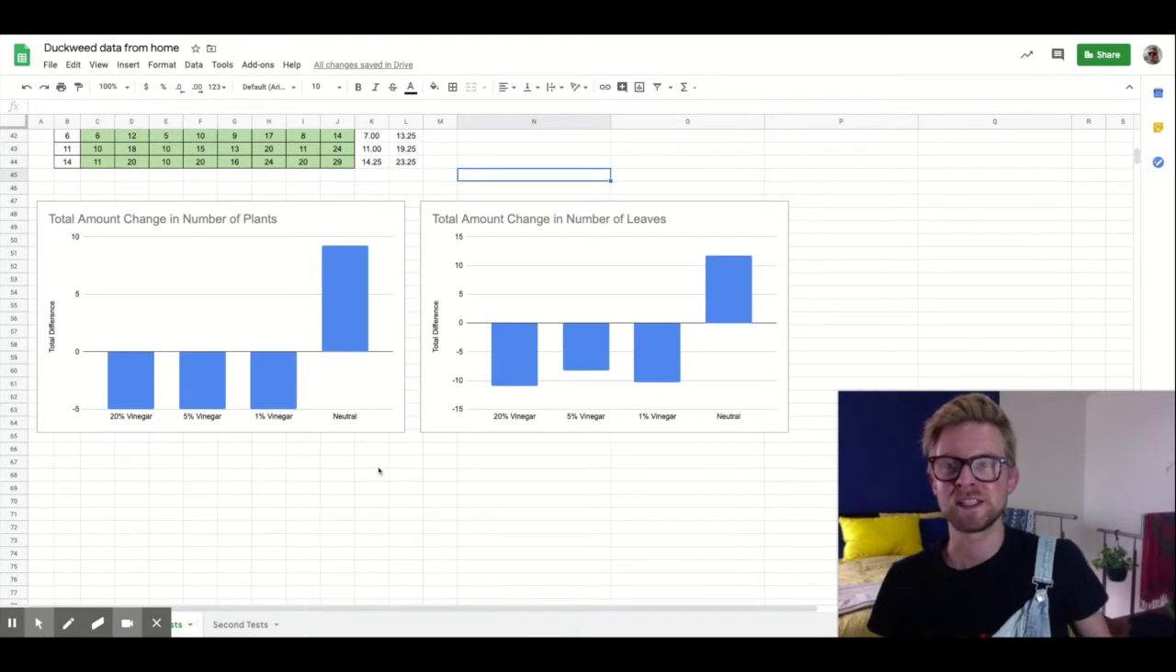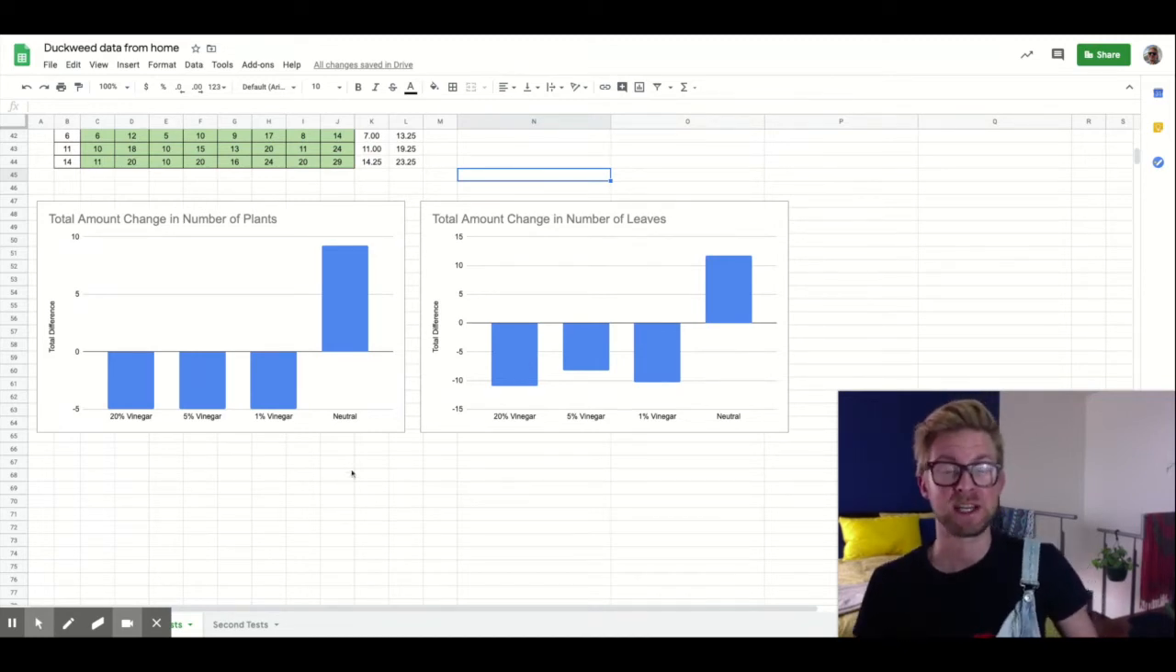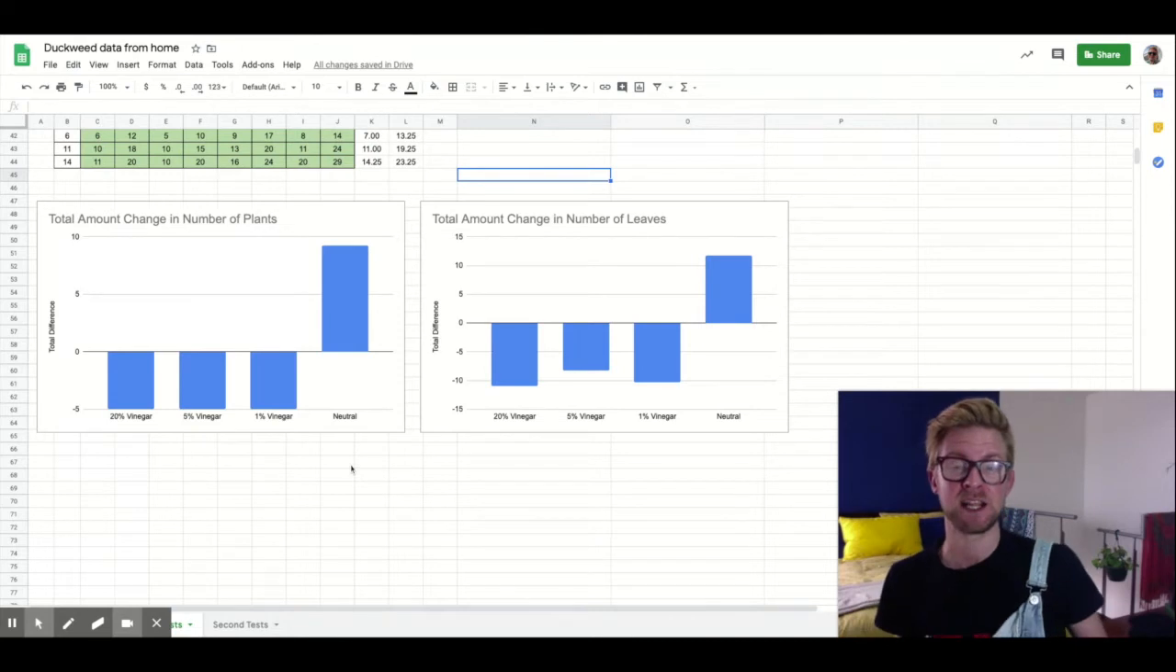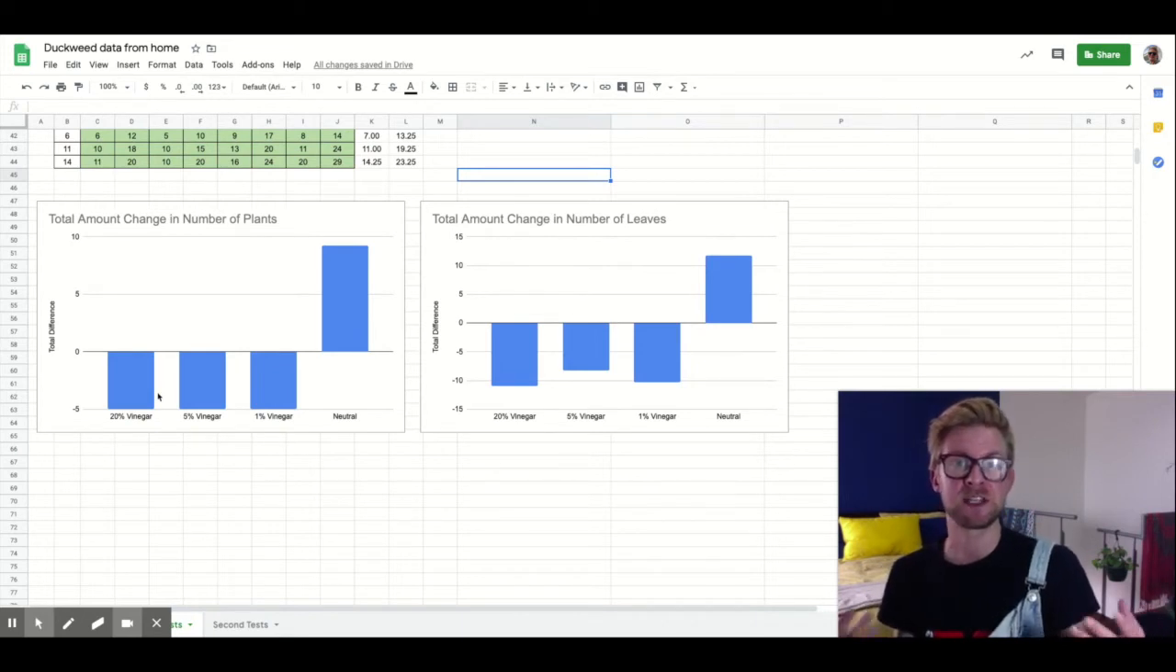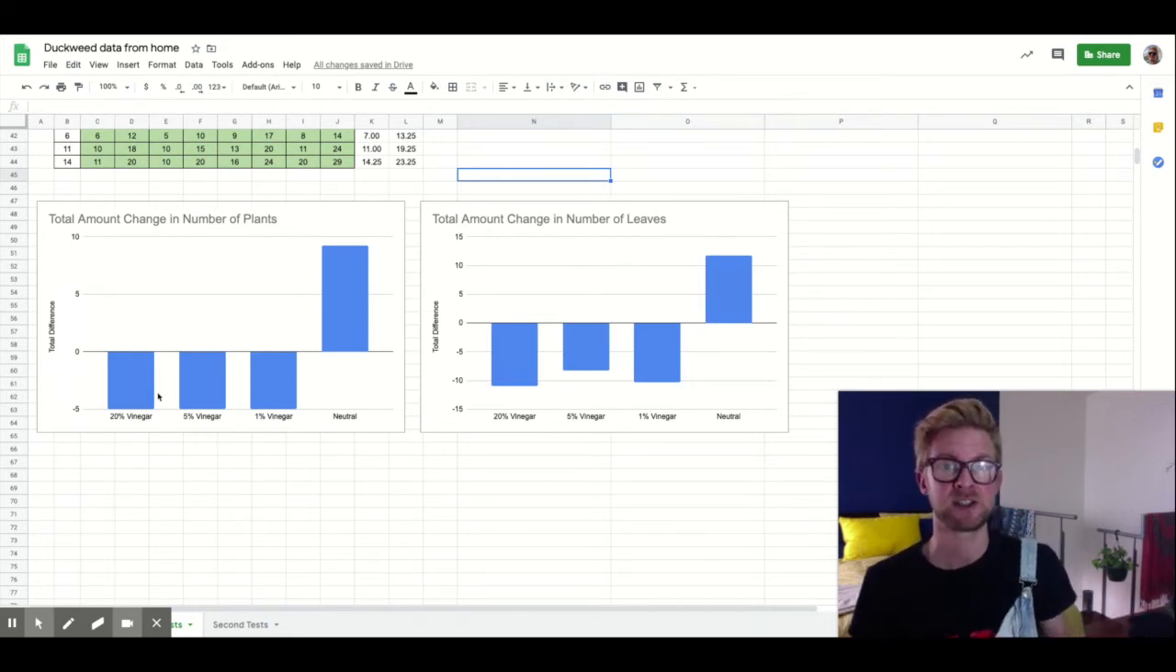And so what I can see with these two column graphs side by side is that the neutral solutions were the only ones where there was an increase in the total number of plants and an increase in the total number of leaves. Again, while there was an initial increase in the number of plants for the acid conditions, that was likely due to them splitting up due to the stress of the disturbance in their conditions, which was an acidic environment.